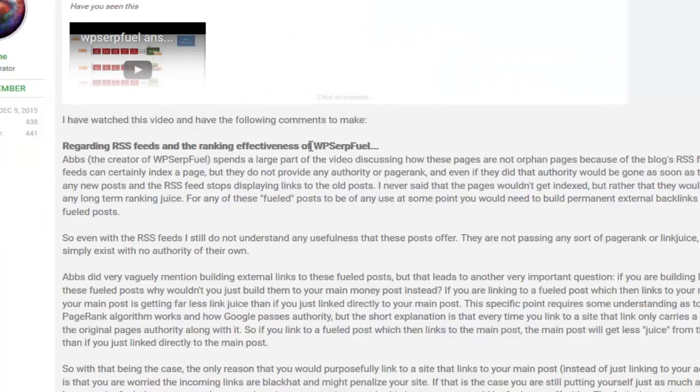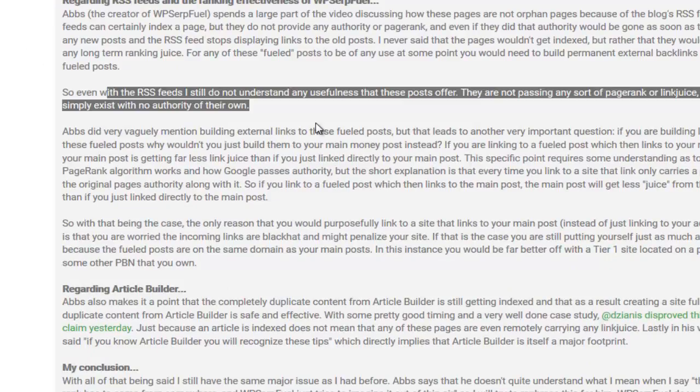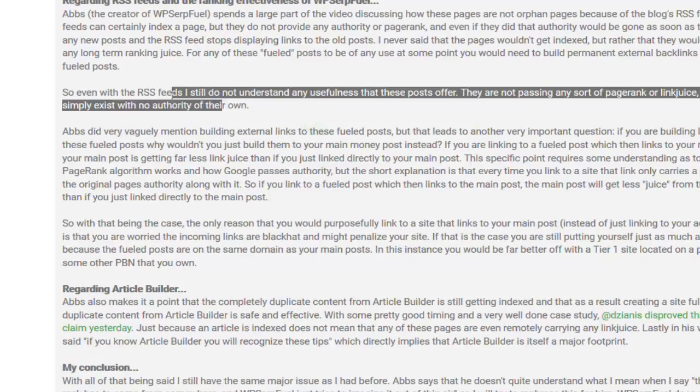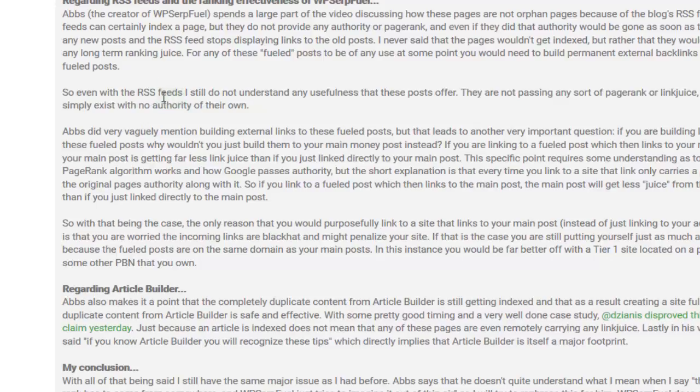And that's why we even say on our page, you know, we'll get even more power by creating links to them. Okay, so anyway, regarding your RSS feeds not passing any sort of PageRank link juice, I don't care about that. We're boosting the relevancy. Okay, Ab did very vaguely mention building external links to these fueled posts.